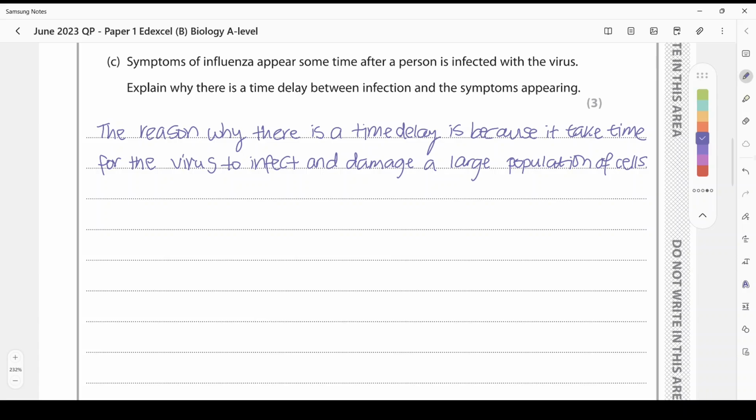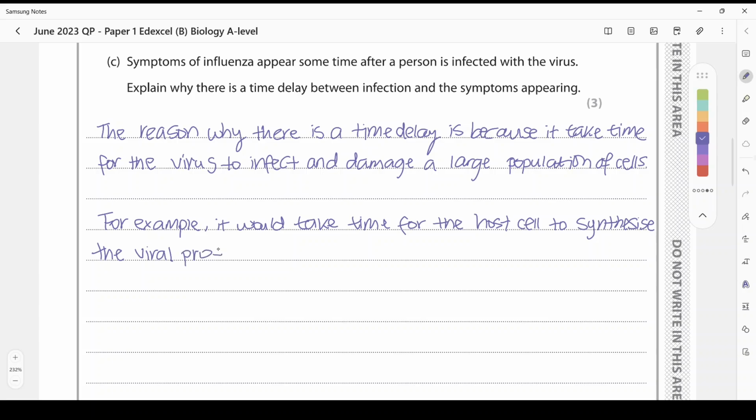So again, referring to the lytic cycle. So we can say, for example, it would take time for the host cell to synthesize the viral proteins and to assemble to form new viruses.